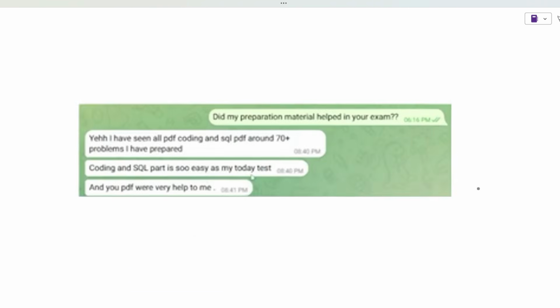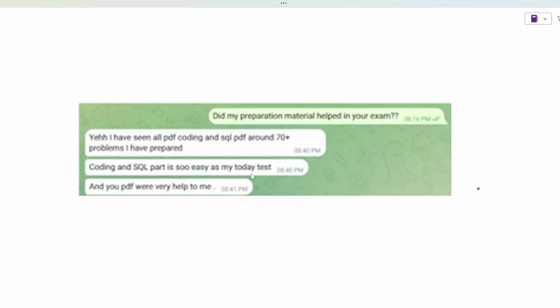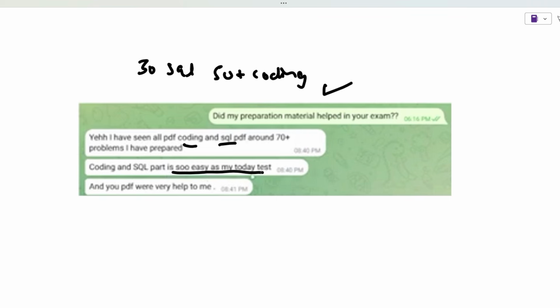Next, I asked the student specifically, did my preparation material help in your exam? He said, yes, I have seen all the PDFs, coding and SQL PDFs, around 70 plus problems I have prepared from those PDFs. As I told you, in that preparation material, 30 plus SQL questions and 50 plus coding questions are there, and they are all exactly previously asked questions with screenshots. He said the coding and SQL part was so easy in today's test, and your PDF helped me very much.